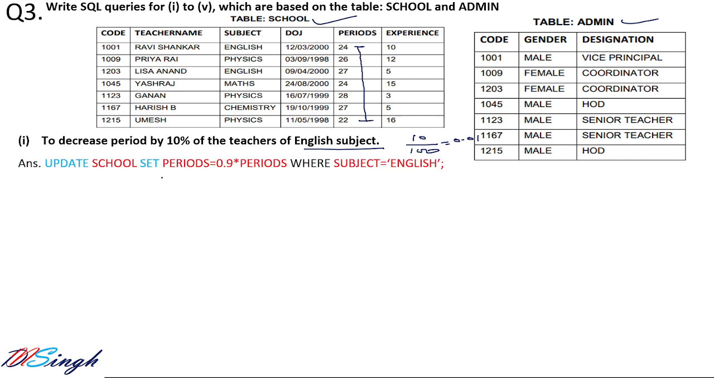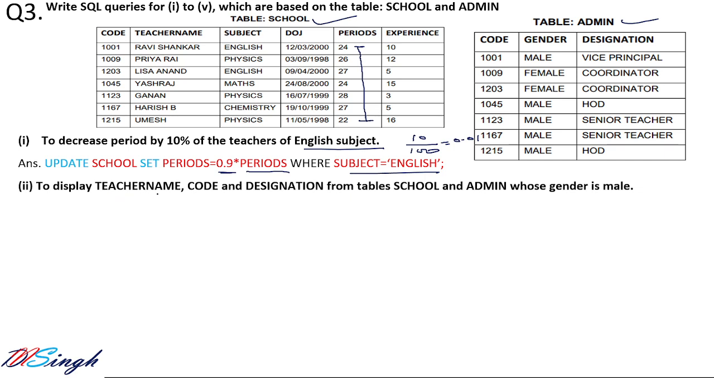Okay, so let us see. Update school, set period equal to 0.9, because we want to reduce it by 10%, decrease. So 0.9 will be there after removing the 10, that is 0.01%. If I remove it out of 100%, how much is remaining? 0.09, where subject equal to English. I hope you are getting it, where is used to put the condition.